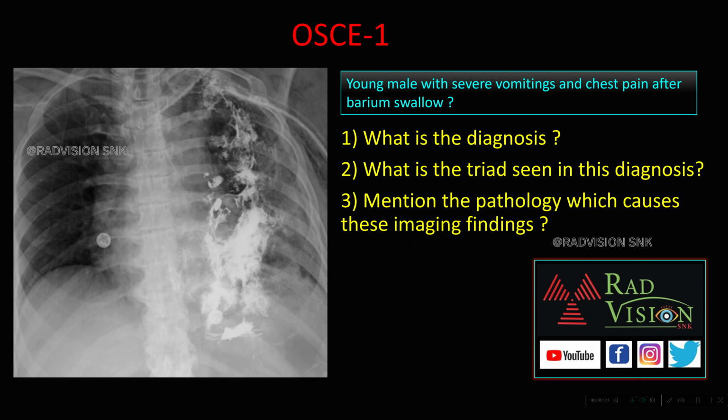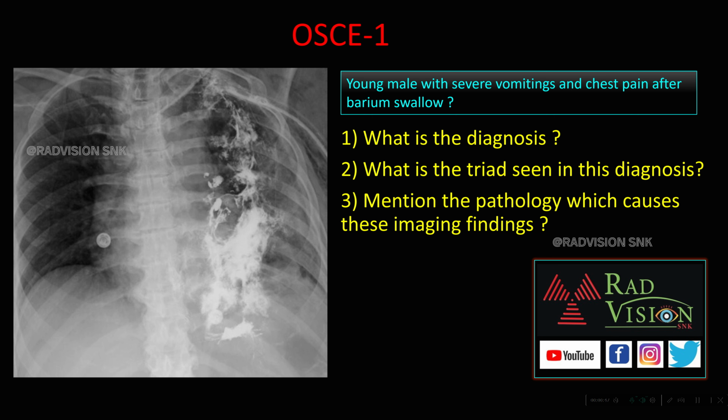Coming to the first case. So, this is a young male with severe vomitings and chest pain after barium swallow. Here you can clearly see faint barium noted in the esophagus, and also there is a leak of the barium into the thorax and also into the mediastinum, and also you can see there is extensive surgical emphysema in the soft tissues of the left lateral chest wall.